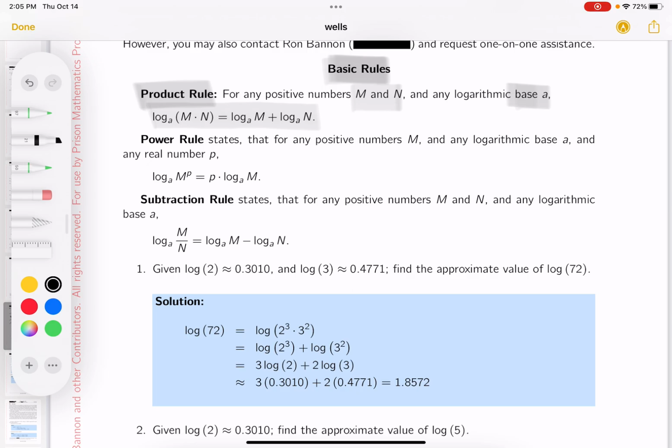The next one, power rule. It states that for any positive number n and any logarithmic base a and any real number p, you have this relationship. What's been accomplished here? Well, they're taking a power, which is very difficult to deal with, and writing it as a product. That's pretty important. Next up, subtraction rule. Again, any positive numbers m and n and any logarithmic base a. The log of a quotient is the difference of the logs.